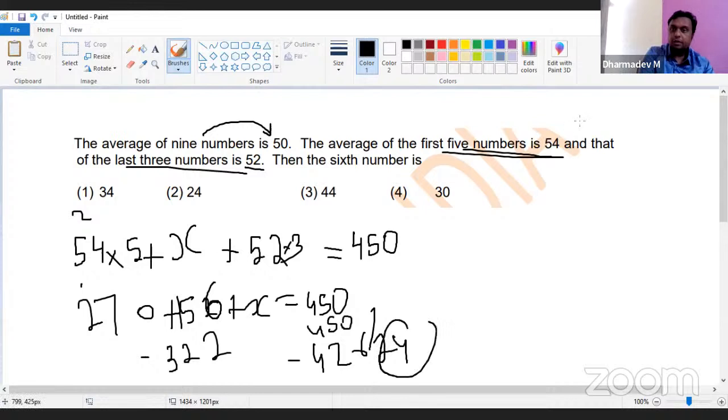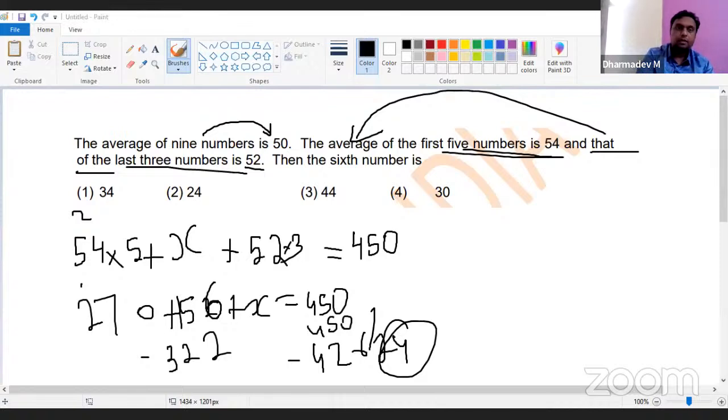In case they have given us the sum, then you cannot multiply this into 3. You have to take it as it is, since it is given as that of the last. So that of the last, we are taking this also as the average. Even though it is given as the last sum, if the word sum is given, then you cannot multiply into 3. Got it right?